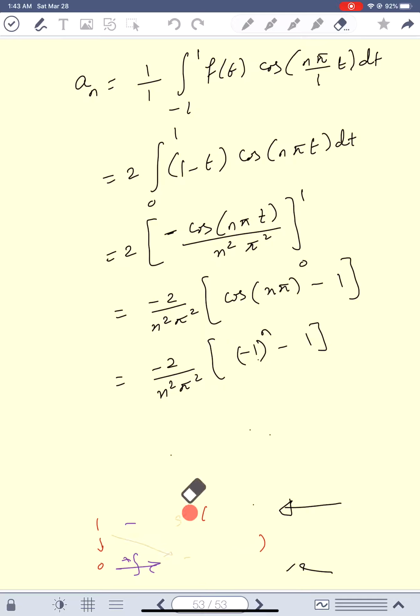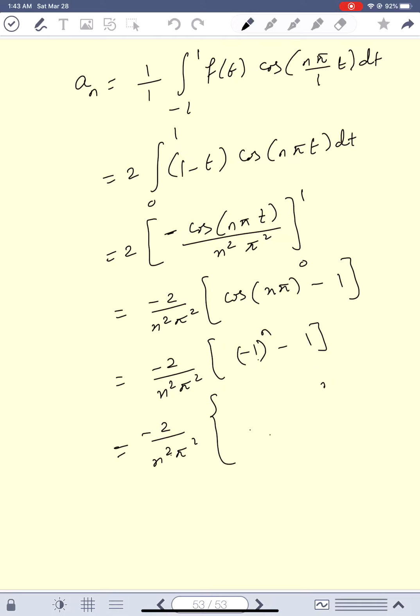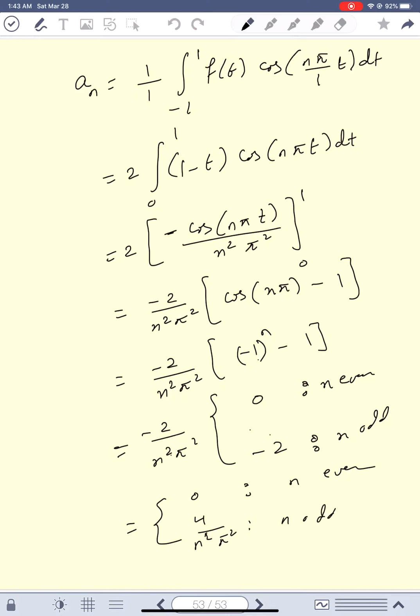So now negative 1 to the n has two possible values. It could be 1 or negative 1 depending on whether n is odd or even. So this is negative 2 over n squared pi squared times, when n is even, you get negative 1 to the even, which is 1, minus 1 is 0. When n is odd, negative 1 to the odd is negative 1, so you get minus 2. So basically this is 0 when n is even, and it will be 4 over n squared pi squared when n is odd. So this is the a_n.